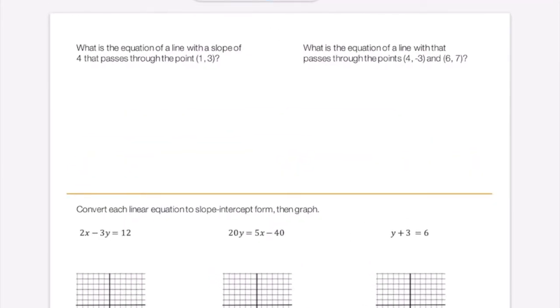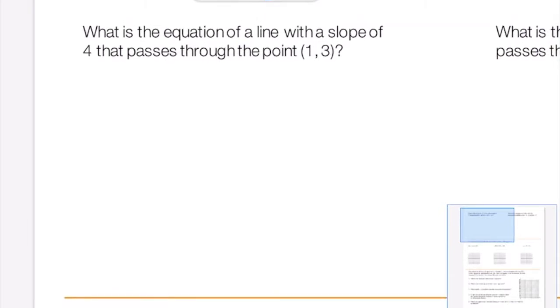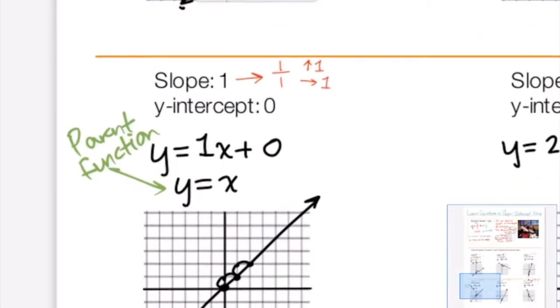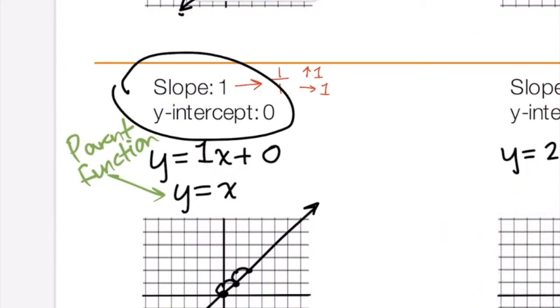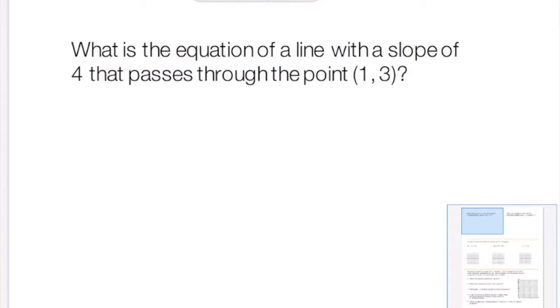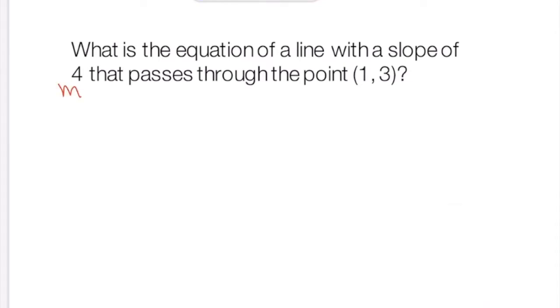All right, the next example here is probably the hardest type of question we're going to do, so make sure you guys are paying attention here. It's asking us for what's the equation of a line with a slope of 4 that passes through the point (1, 3). Now before, we were able to write the equation of the line if we had the slope and the y-intercept. So all of those previous examples gave us the slope and the y-intercept, but here we don't have those. We have the slope, so that's good. That gets us closer to our equation because we have an m value, but we don't have a b value.